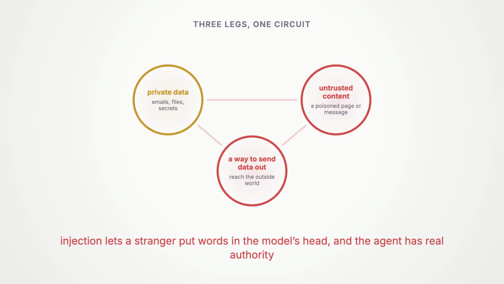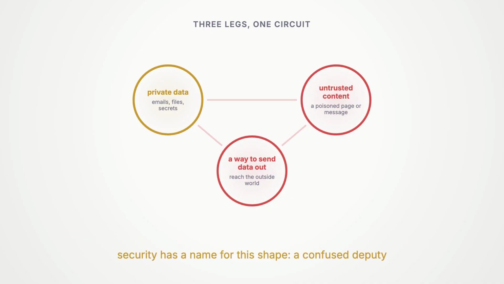So injection lets an attacker put words in the model's head. And notice what that turns the agent into. The agent has real authority. It can open your files and reach the network, and now it is being steered by a stranger. Security people have a classic name for exactly this shape. A confused deputy. A trusted helper with real power, tricked into misusing that power on someone else's behalf.